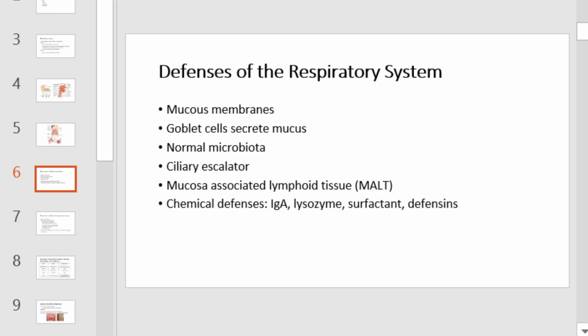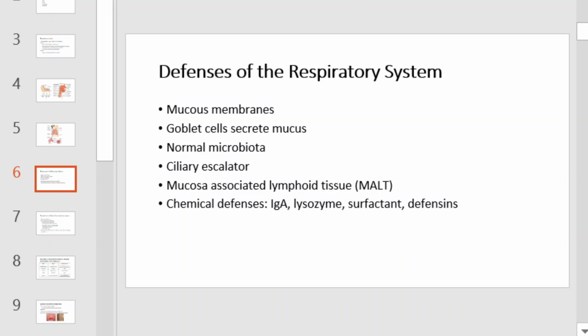Defenses of the respiratory system. As a result of the warm, dark, and moist environment of the respiratory system, there are a number of microorganisms that would really enjoy calling it home. As a result, your respiratory system must defend itself on many fronts from colonization by pathogens.